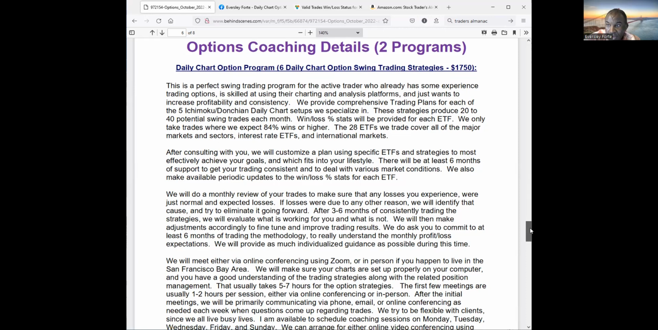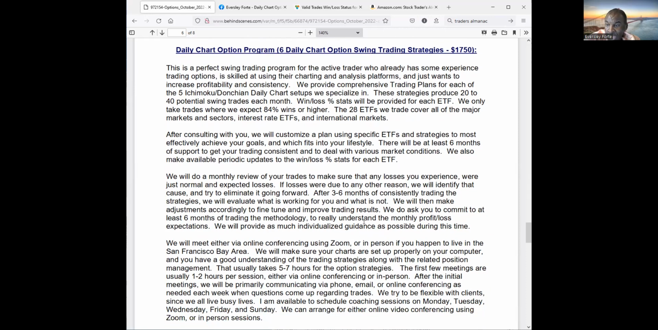But everything is one-on-one. I prefer to work in person if at all possible. I'm in Santa Clara, California. If we can't work in person, then we'll use Zoom. That's okay. But I prefer to work in person if at all possible. It's just easier, at least the first time. Make sure your computer is set up properly and you're ready to go.